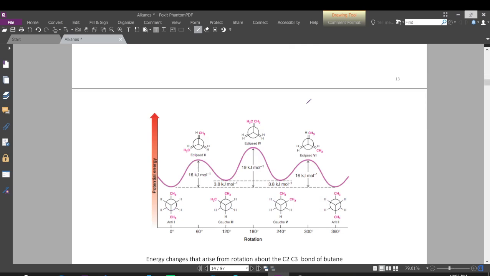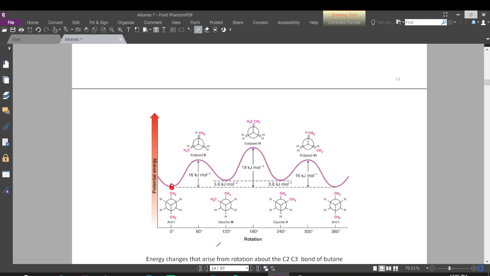Here you see in the graph the y-axis is the potential energy, and the x-axis is the rotation about the single bond. If you have 0 degree rotation, that means the anti-conformation, which is the first conformation of our consideration. In this first conformation we see the anti-conformation, where the methyl groups are opposite to each other, so the electron repulsion between them is less, and that's why the energy is less.